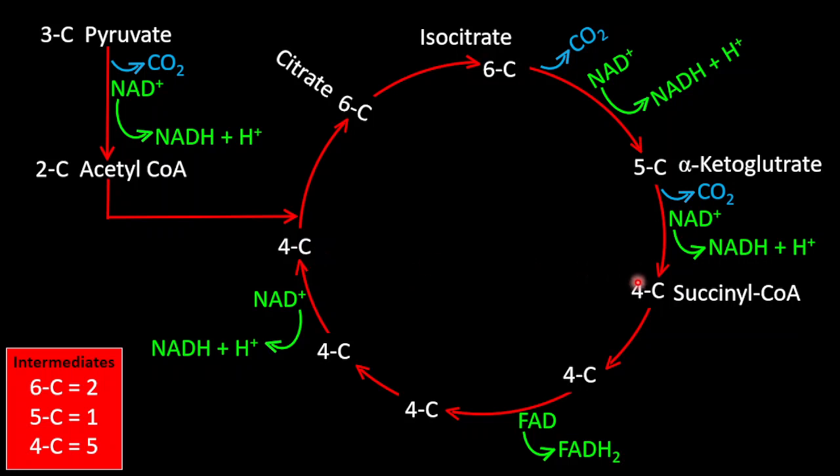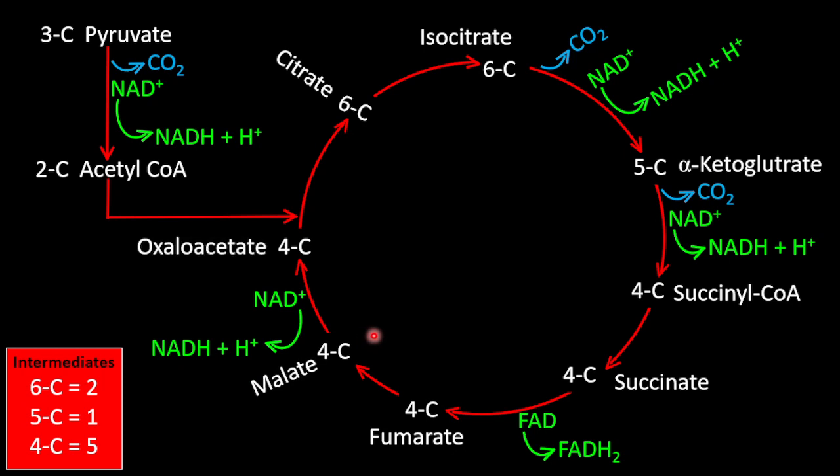All right, so here now, succinyl CoA will form into succinate. And so succinate is the second four carbon molecule. Then the other four carbon molecule here will be fumarate. And then fumarate will form into malate. And then malate will form into the final four carbon molecule, called oxaloacetate.